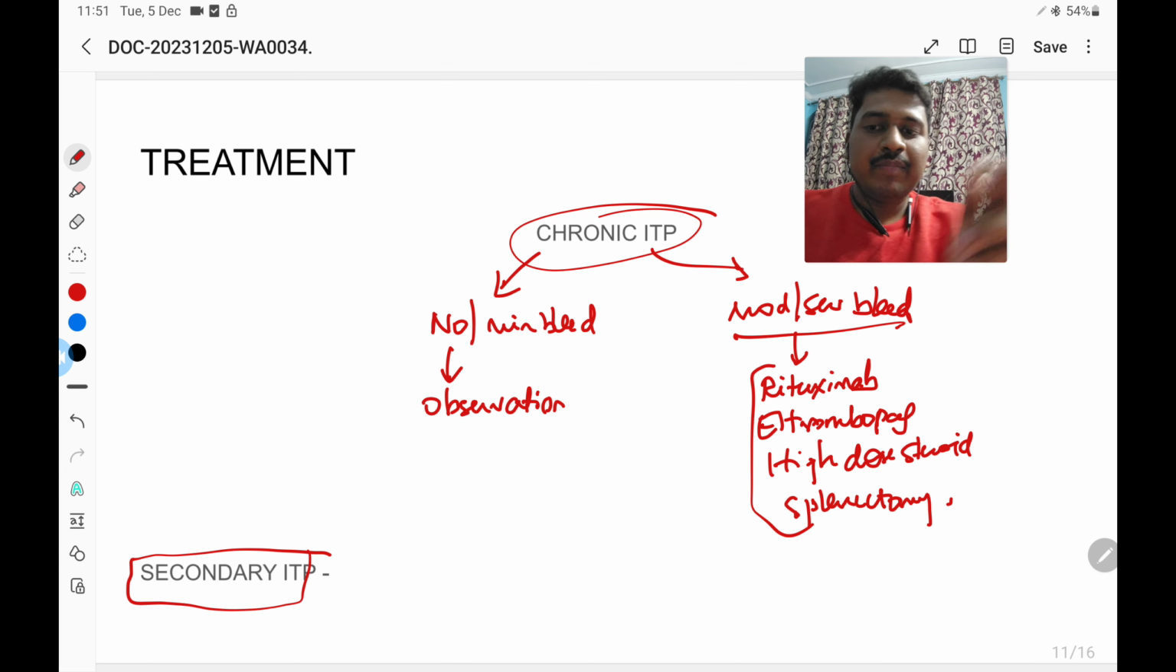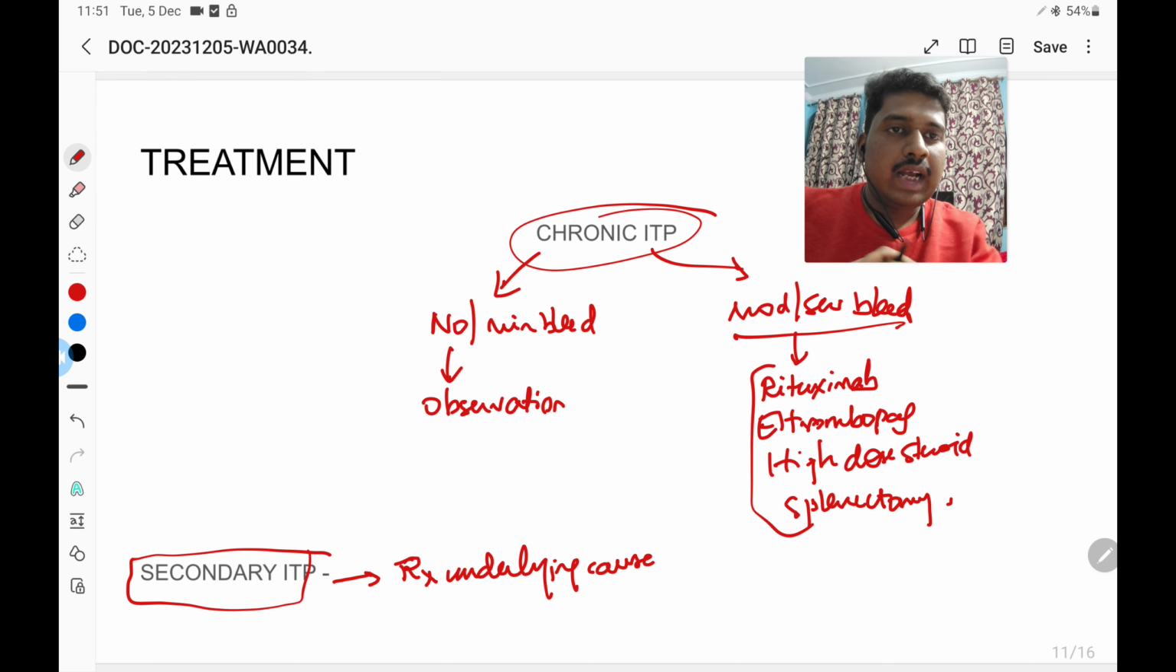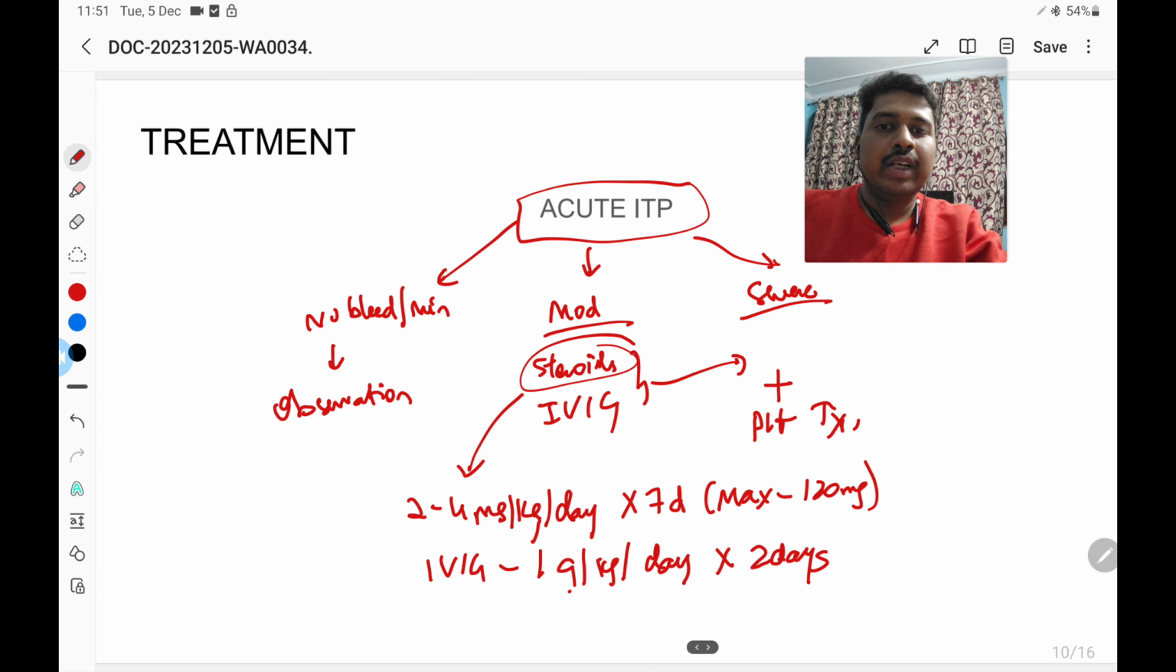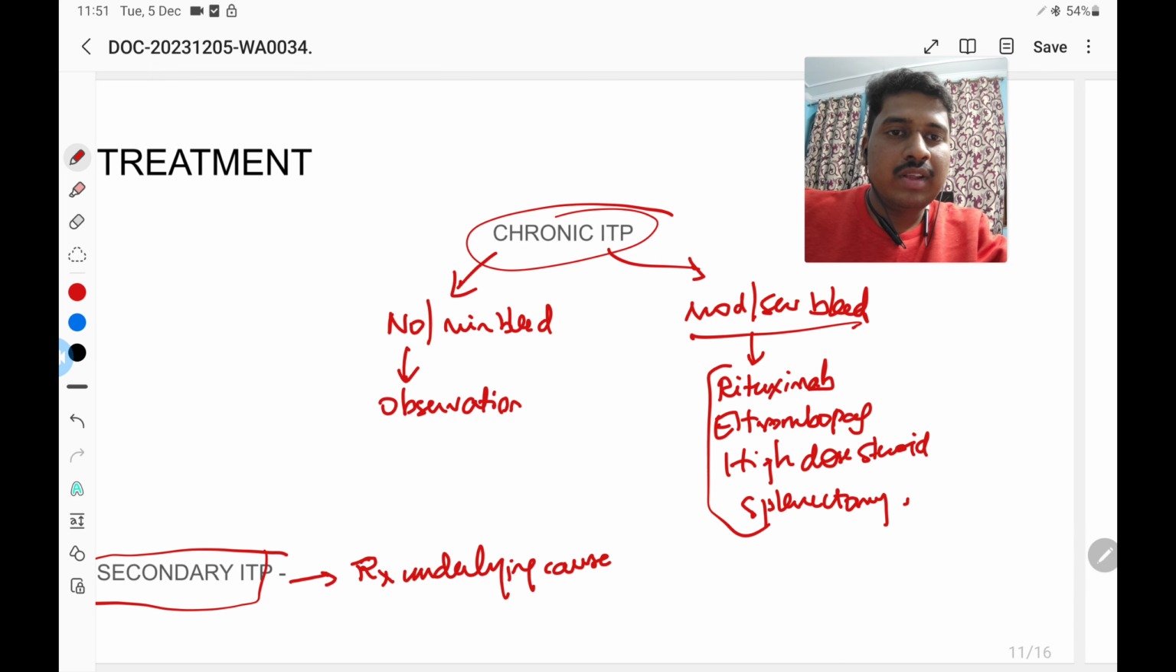As simple as that. For secondary ITP, we'll treat the underlying cause. As simple as it gets. Just acute ITP, 3 divisions. What are the doses of steroids and IVIG? Chronic ITP, 2 divisions. And secondary ITP, treat the underlying cause.